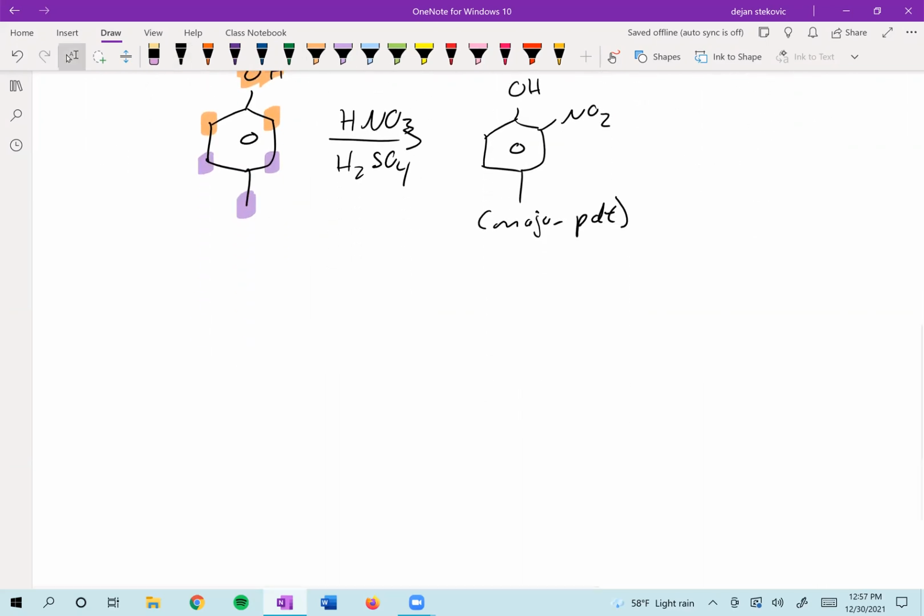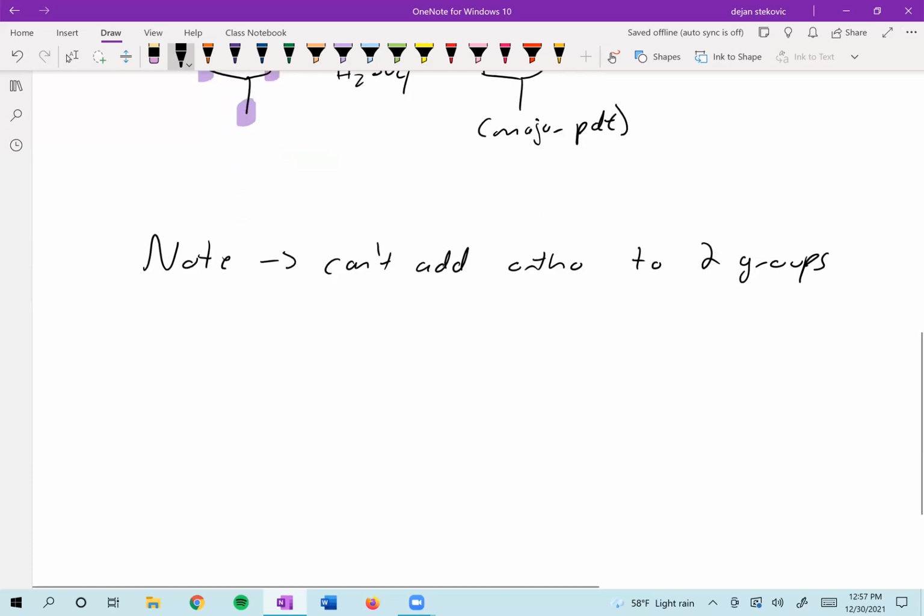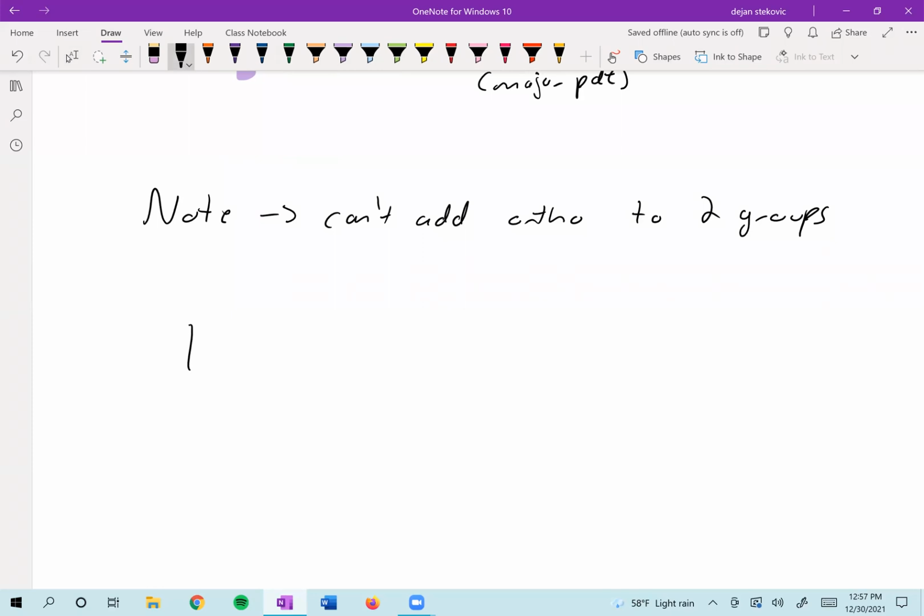One more thing of note. We can't add ortho to two groups. So you can't add a substituent next to two substituents. So what do I mean by that? If we had a methyl here and an alcohol here, right, this methyl right here is going to want to go either ortho or para. And this alcohol here is going to want to go ortho or para. This position right here cannot be added to.